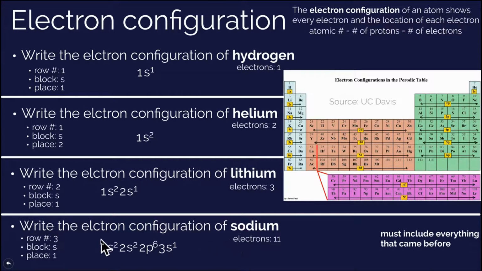And if you go through and count up all the superscripts, you get 2 plus 2 plus 6 plus 1. Total, that will be 11. So we are showing every electron that is contained within sodium.